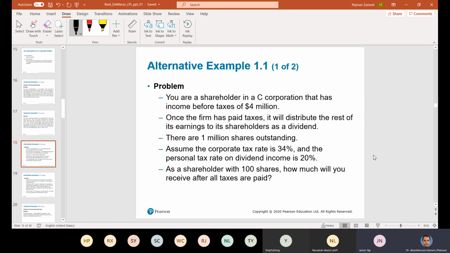Okay, you are a shareholder in a C corporation that has income before taxes of $4 million. Once the firm has paid taxes, it will distribute the rest of its earning to its shareholder as a dividend. There are 1 million shares outstanding. Assume the corporate tax rate is 34% and the personal tax rate on dividend income is 20%. As a shareholder with 100 shares, how much will you receive after all taxes are paid? Okay, you have 2 minutes to do this question. Please do not refer to the answer in the slides. Yeah, try to do it by yourself.